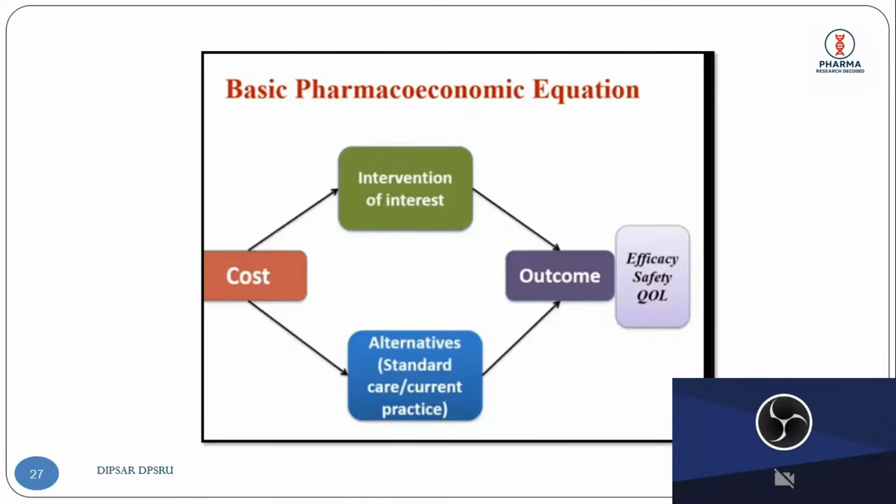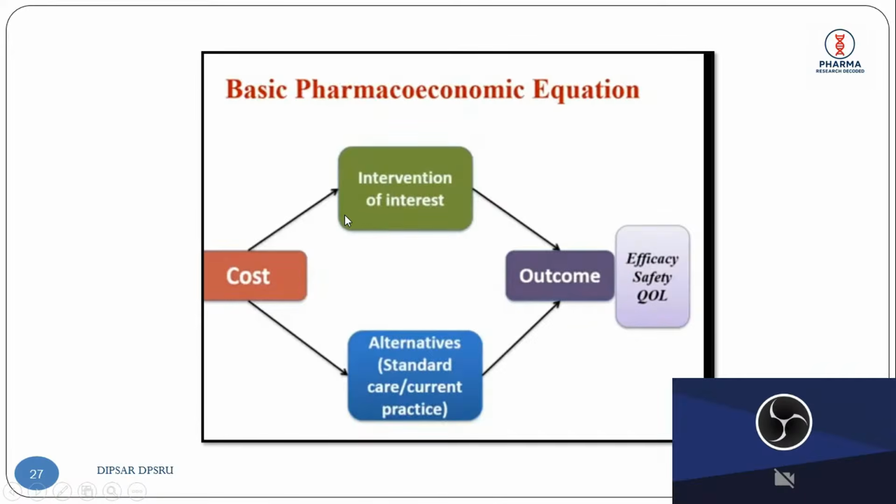So if we talk about basic pharmacoeconomic equations, starting with the basic, this is very basic. I can't say it's complete pharmacoeconomics. It's a partial pharmacoeconomics to understand about pharmacoeconomics. So one side you can see that there is a cost, another side there is an outcome, and you are measuring the outcomes in terms of efficacy, safety, or quality of life.